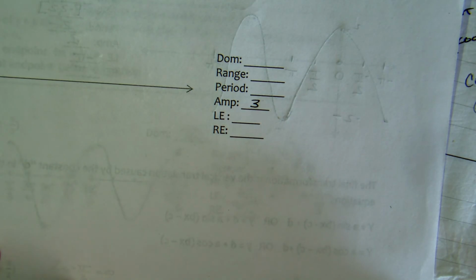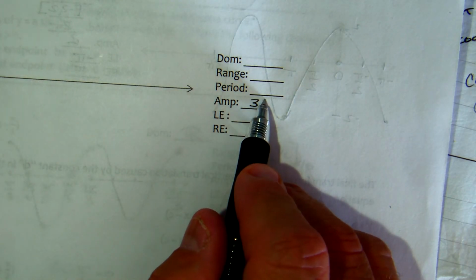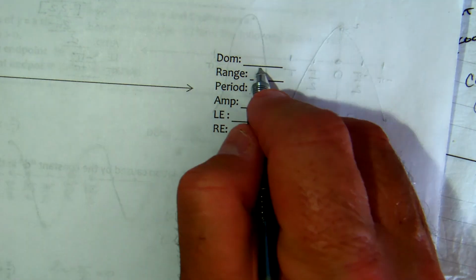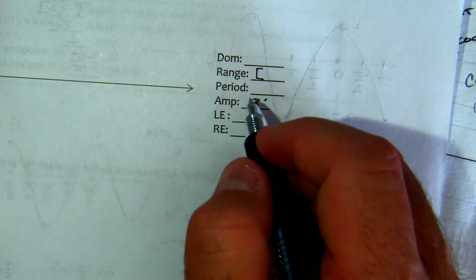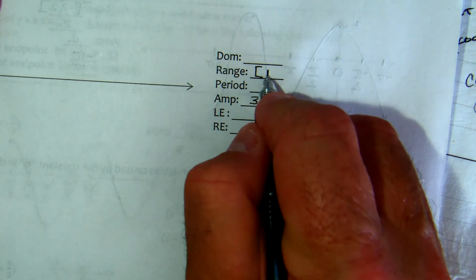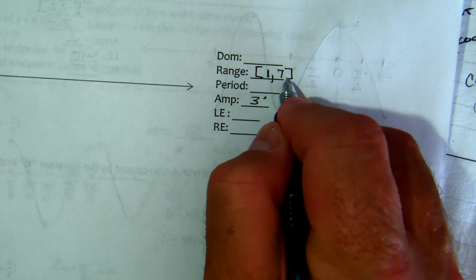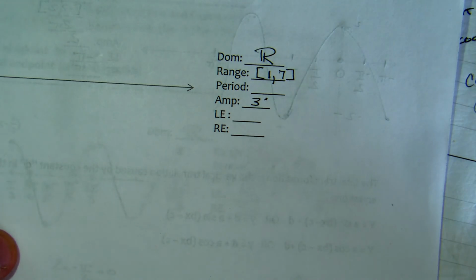All right, but I'm adding 4. So if my amplitude was 3, normally it'd be 3 to negative 3. But I add 4. If I add 4 to the negative 3, I'm at 1. And if I add 4 to the positive 3, I'm at 7. So 1 to 7 is my range. Domain, all real numbers. We can count on it.